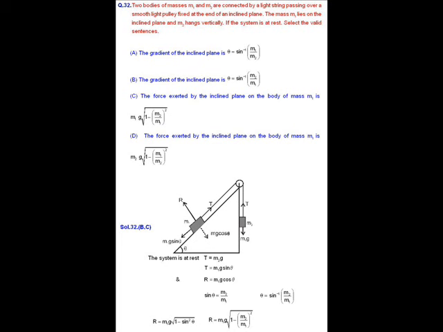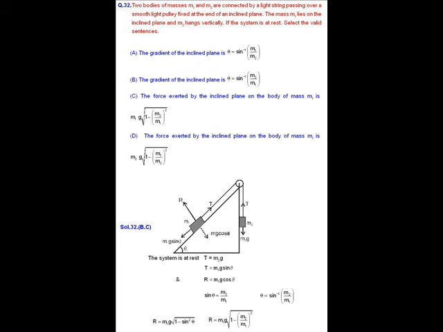MSQ question number 32. Two bodies of masses m1 and m2 are connected by a light string passing over a smooth light pulley fixed at the end of an inclined plane. The mass m1 lies on the inclined plane and m2 hangs vertically. If the system is at rest, then we have to find out the correct statements.